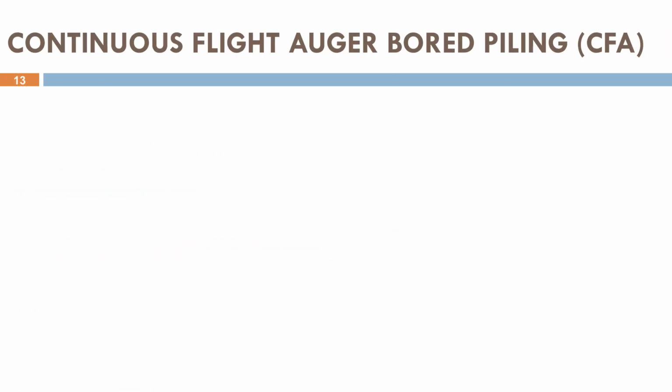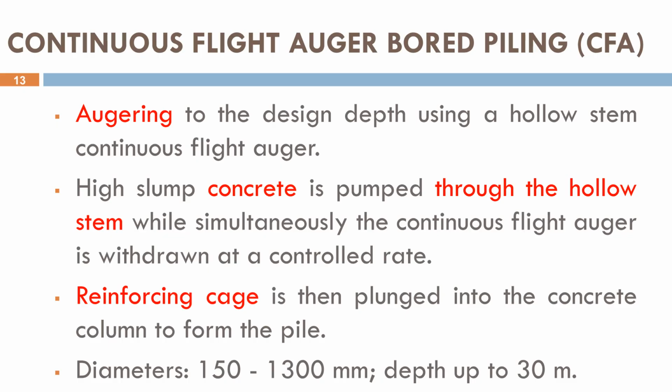The next piling technique is continuous flight auger, commonly known as CFA piling. In this method, a continuous auger drills the soil to the required depth. Unlike conventional bored piling, the auger has a hollow stem. After reaching the design depth, high slump concrete is pumped through the hollow stem while the auger is slowly withdrawn. Immediately after concreting, the reinforcement cage is inserted into the fresh concrete.